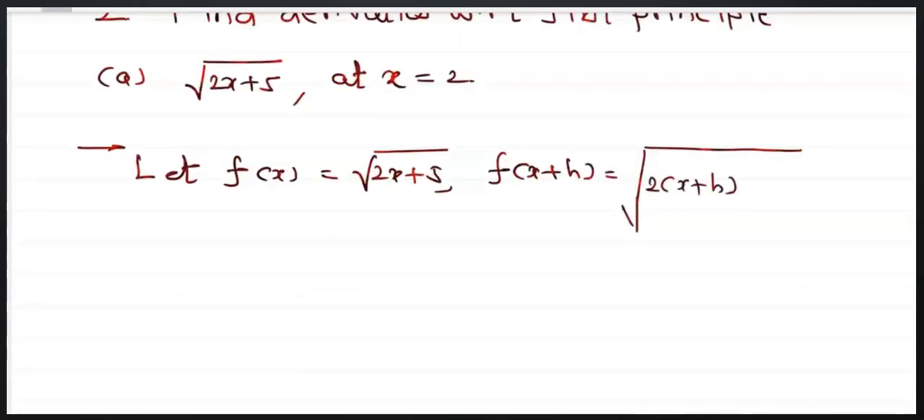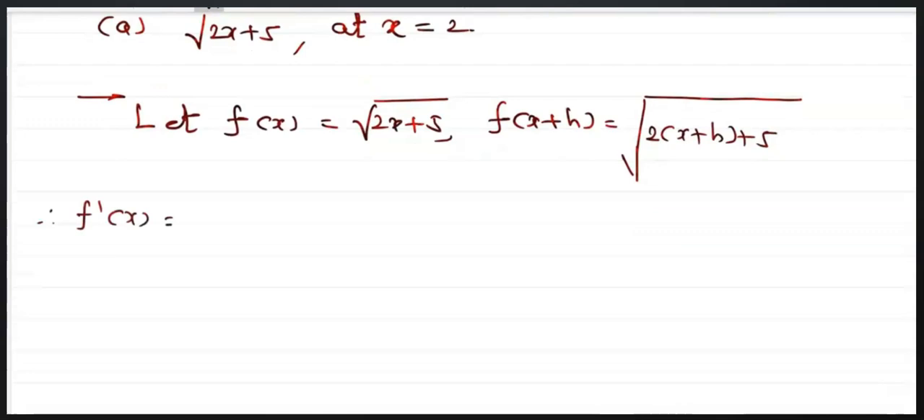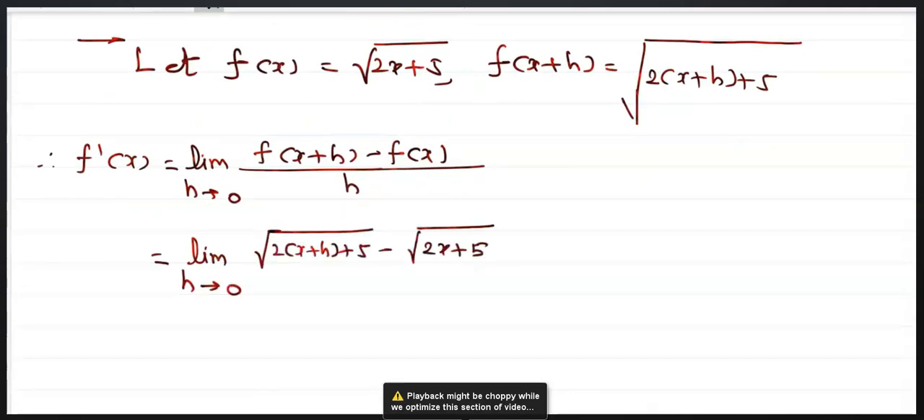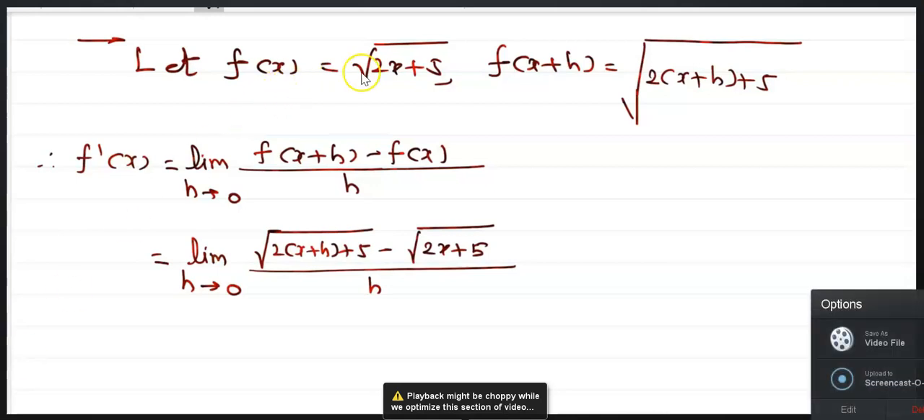Therefore, I have solved all these types of examples in this. That is f of x. f of x is equal to root of 2x plus 5. f of x plus h is equal to root of 2 in bracket x plus h plus 5. f dash of x is equal to limit h tends to 0 of f of x plus h minus f of x upon h. That is limit h tends to 0 of root of 2 in bracket x plus h plus 5 minus root of 2x plus 5 upon h.